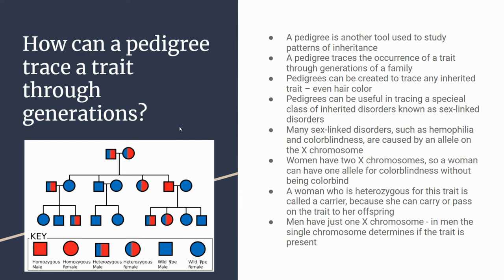So, pedigrees: how can a pedigree trace a trait through generations? This is a beautiful pedigree. Oh, look, there are those words I taught you, homozygous and heterozygous. A pedigree is another tool that we use to study patterns of inheritance, and it can trace the occurrence of different traits through generations of a family. Pedigrees can be created to trace an inherited trait, even your hair color. I have no idea what that pedigree is for.